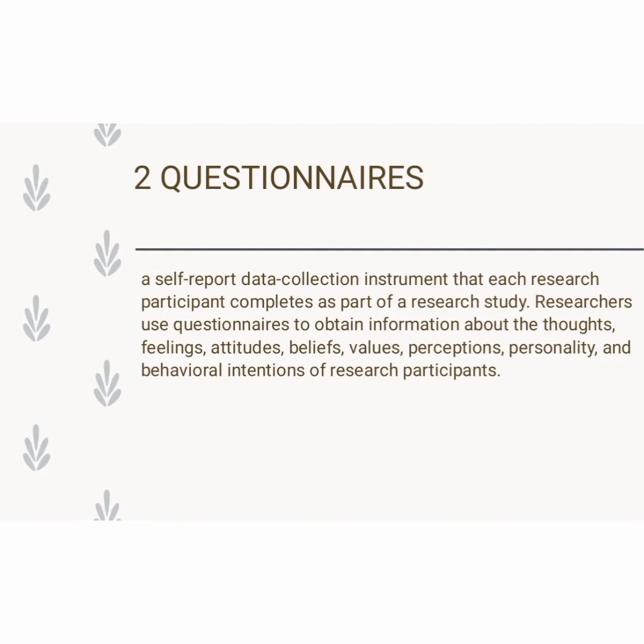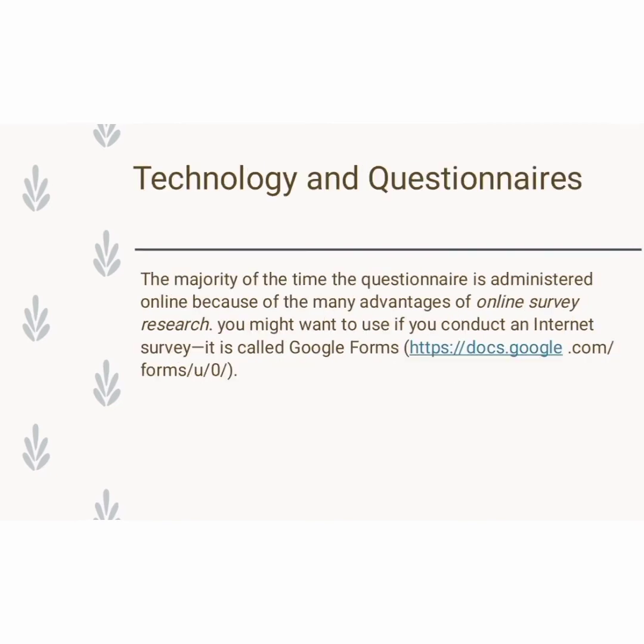The next is technology and questionnaire. The majority of the time, the questionnaire is administered online because of the many advantages of online survey research. There is a free software package that you might want to use if you conduct an internet survey. It is called Google Forms. You can use the software in writing your questionnaire, sending it out to your participants in an email, and saving the results in your Google account.